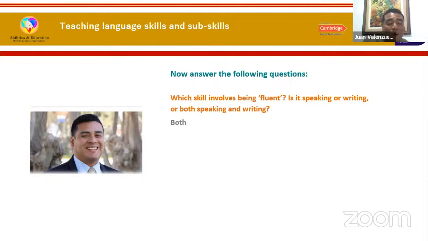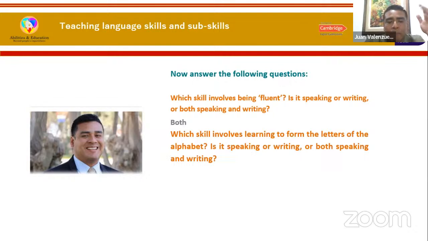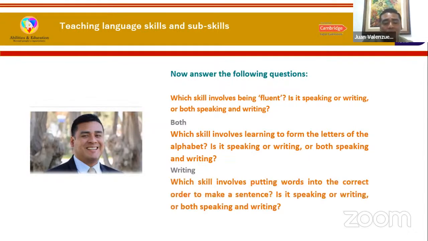Yes, the answer is both. I know many of you said speaking, but no, fluency has to do with both. Because when we write, we need to be fluent. We need ideas and we need to express them fluently, right? So fluency has to do with both, speaking and writing. Now, which skill involves learning to form the letters of the alphabet, to write symbols? We talked about this at the beginning. Yes, it is writing. Good, very well done.